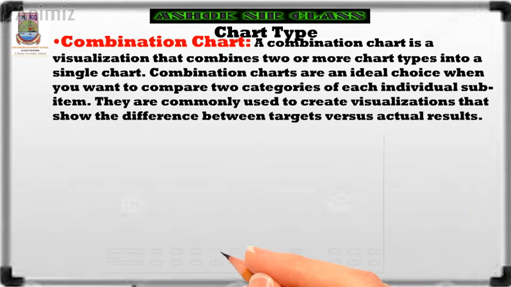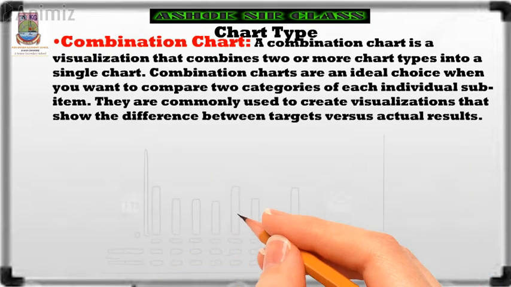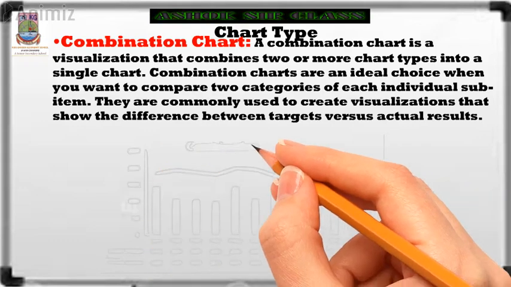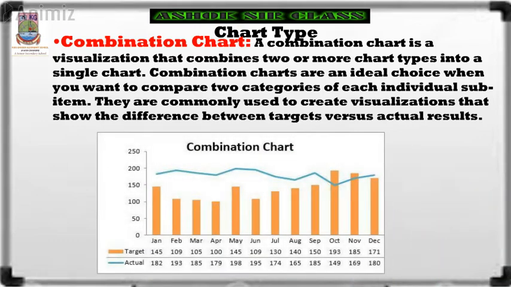Combination chart. A combination chart is a visualization that combines two or more chart types into a single chart. Combination charts are an ideal choice when you want to compare two categories of each individual sub-item. They are commonly used to create visualizations that show the difference between targets versus actual results.